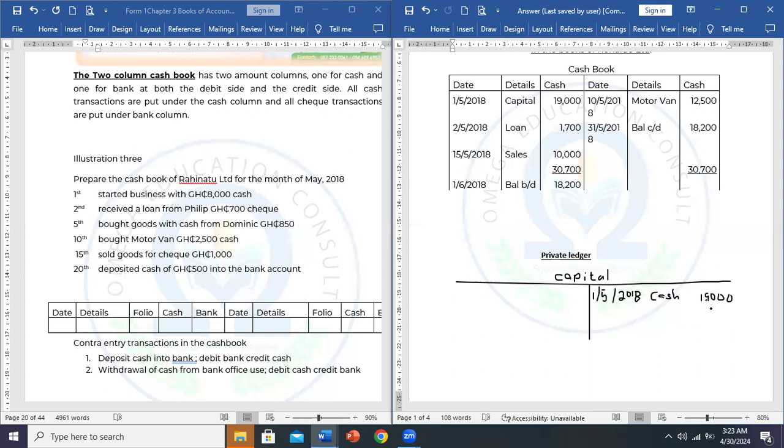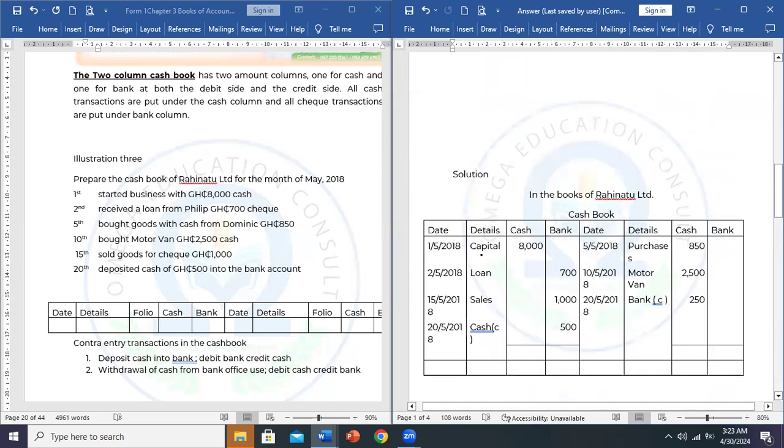So having discussed this with you, let me see where you are going to post the following. I think it's easier, so I have to do it myself. Capital will go to the private ledger, loan will go to the general ledger, sales will go to the general ledger. Cash will not go anywhere because it is in its ledger. Cash is in the cash book, so it won't go anywhere. Purchases will go to the general ledger, motor van will go to the general ledger, and bank pay-in is in the cash book. So that is for the posting.